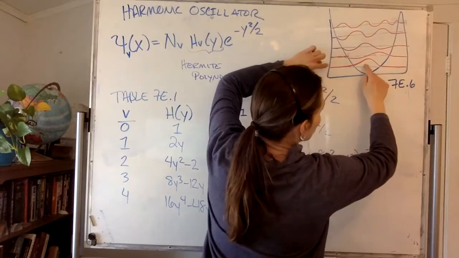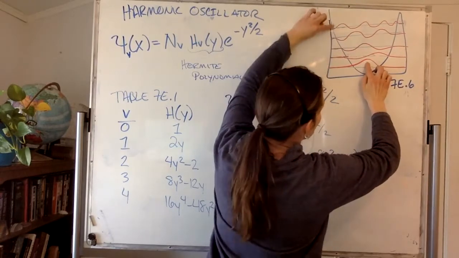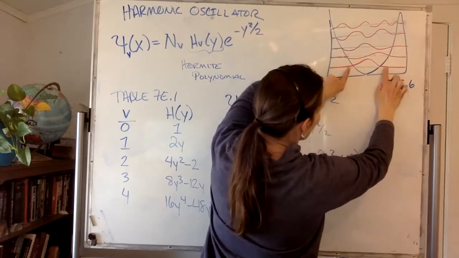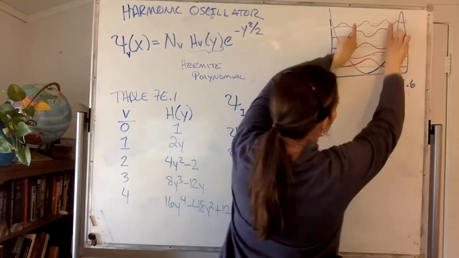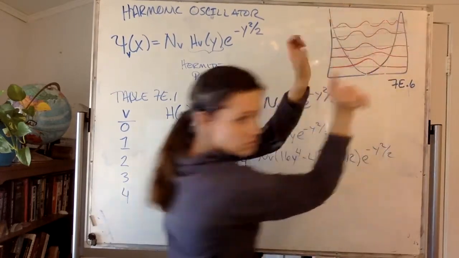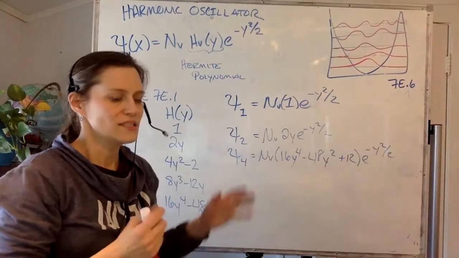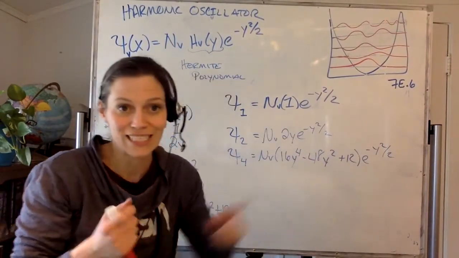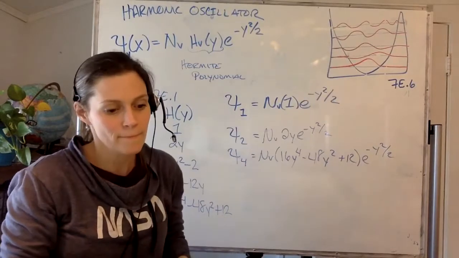Whereas if you compare this first energy state to this 1, 2, 3, 4, 5, fifth energy state, notice how at this point this has already gone to zero, whereas at this point it needs to not be zero on these two sides. Kind of hard to explain that. I really encourage you to look at figure 7E.6 to really see what I'm talking about there.